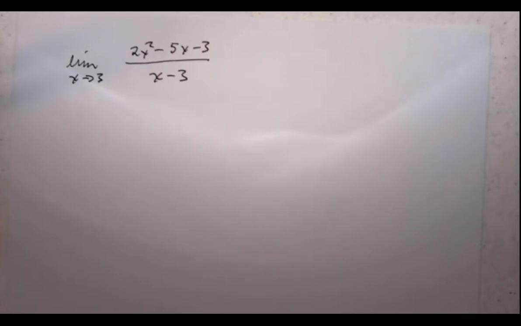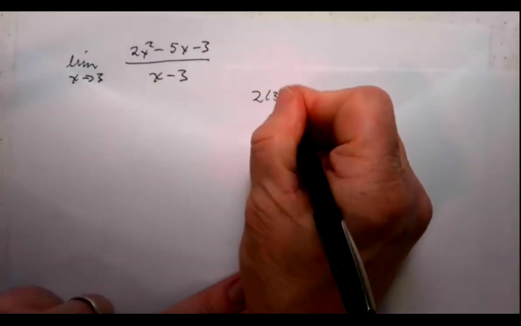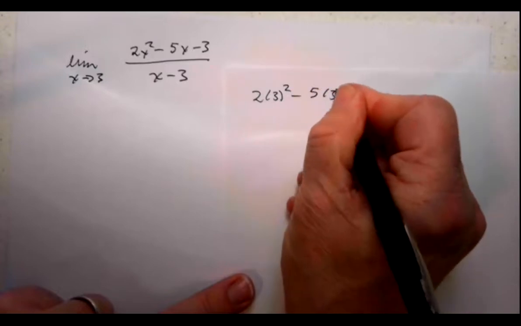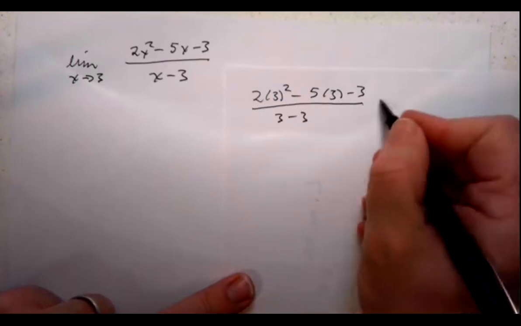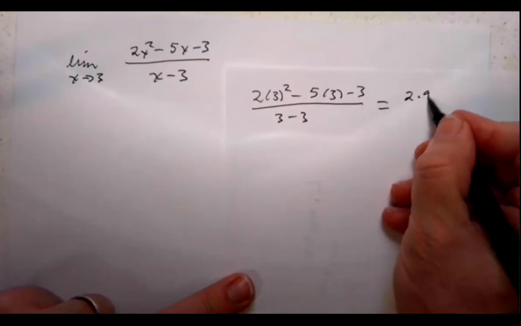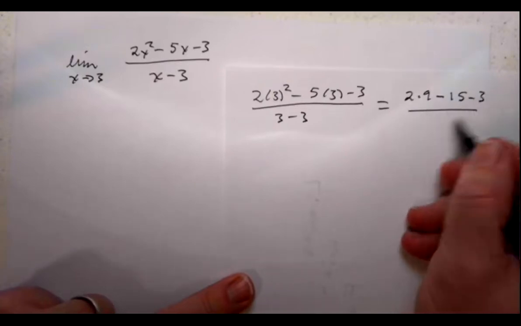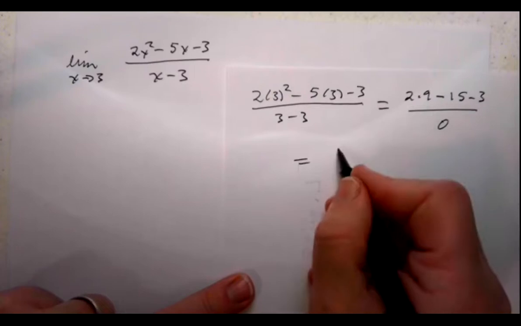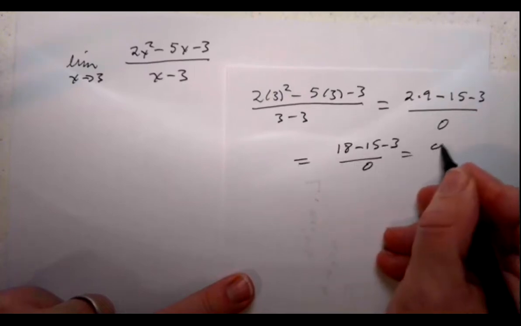And the first thing we'll check is if we plug in 3, what do we get? So let's take a look. If we just plug in 3, we have 2 times 3 squared minus 5 times 3 minus 3 on top. And we have 3 minus 3 here. 2 times 3 squared, 2 times 9, minus 5 times 3 is 15, minus 3 over 0. We get 18 minus 15 minus 3 over 0, which is 0 over 0.